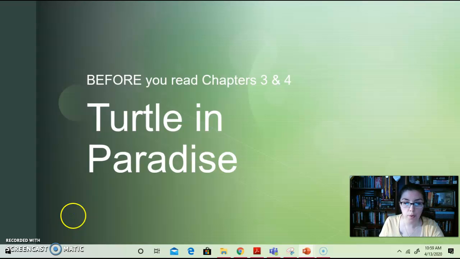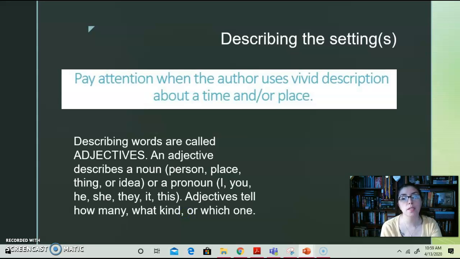Alright, so today we're going to go over some things that I want you to think about before we read chapters 3 and 4. So first of all, today we're going to be describing the settings. So I want you to pay attention when the author uses vivid description about a time or a place. So what does that mean exactly?